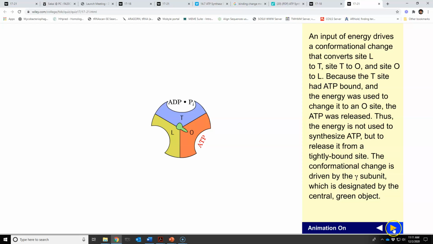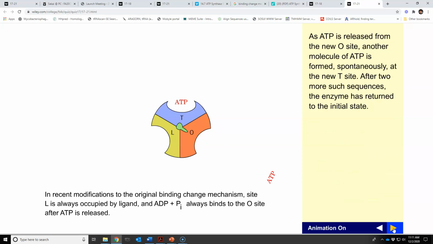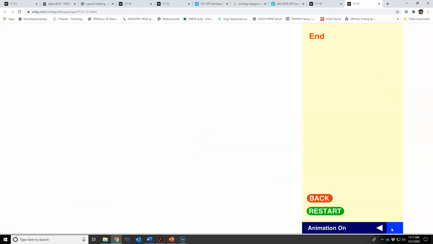And that's going to be shown here in the next frame. So the ATP leaves, and then this was in the tight configuration. The tight configuration coupled the ADP and the phosphate. Then in the next rotation, which this video doesn't show, this will go to open, and then that ATP can leave.